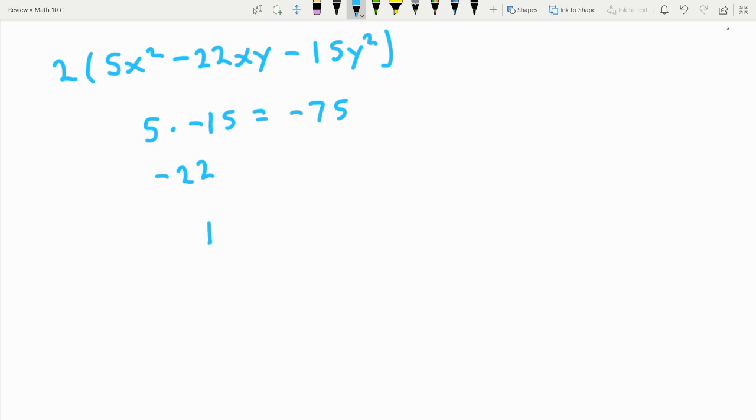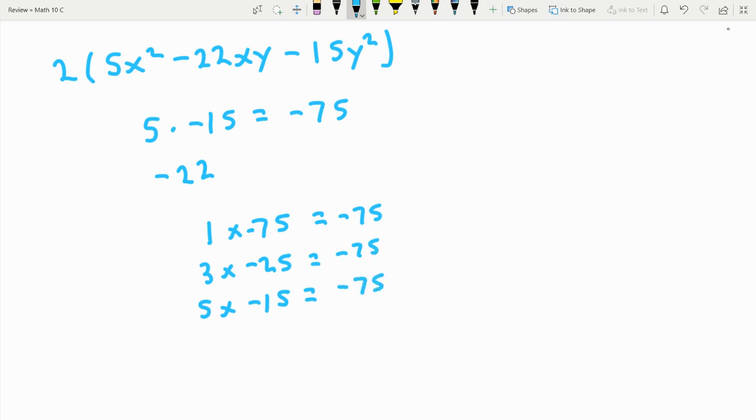I'm going to try 1 times negative 75. And let's try, I guess we can do, does 2 work? No. Well, we can try 3. Yeah, 3 times negative 25. And let's just start with those. And then we'll keep finding more if we need more. I think another one could be like 5 times negative 15 or whatnot. Anyways, all these numbers multiply together to get negative 75. However, they have to also add up together to get negative 22.